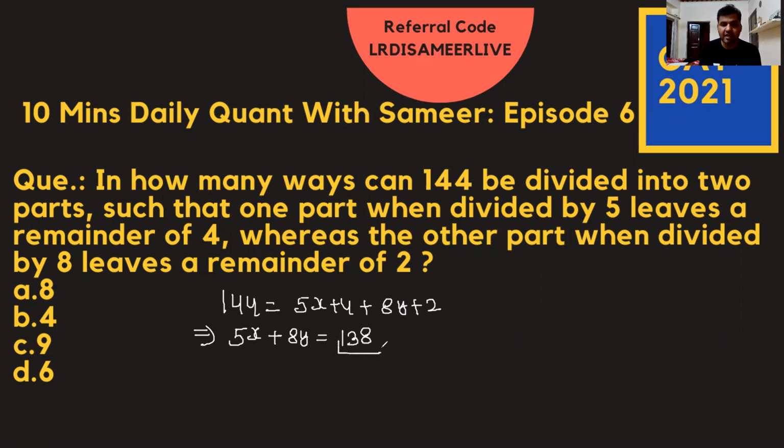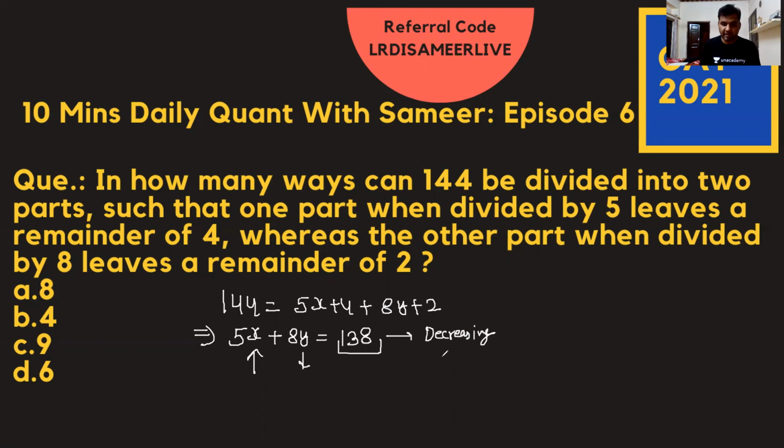Now this 138 is fixed. You can clearly see that if I increase the value of x, y has to be decreased, because the total value should be maintained at 138. So if I increase the x value, y has to be decreased, right? That means this line is a decreasing line, right?